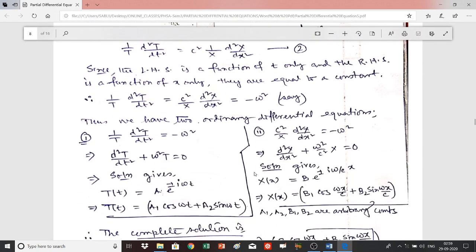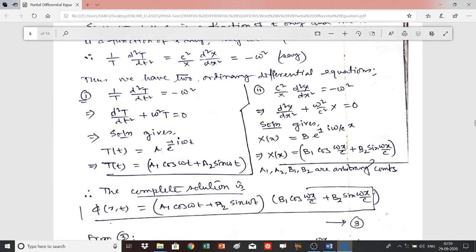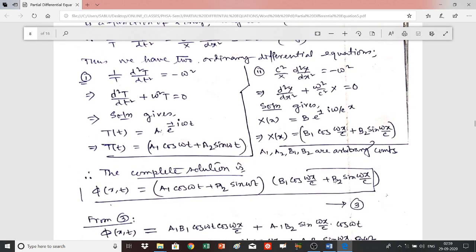So from here we get two equations, one here and another here, and this is the solution of this equation. That will give you T equal to a e to the power i omega t, which can also be written as a1 cos omega t plus a2 sin omega t. And this will give you the solution X as a function of x, b e to the power plus i omega x by c, which can be written as this. So the complete solution is this and this. So the solution for phi(x,t) is written here.